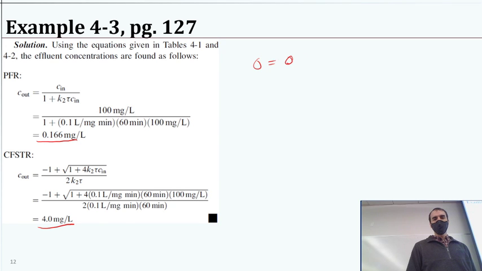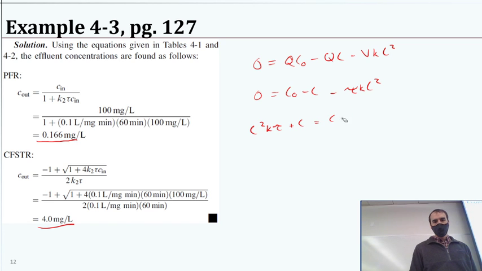If we have a steady state system, Q C naught, Q C, and then minus V K C squared. So let's just do a real quick simplifying for C, and then we'll probably observe the quadratic coming out of there. Just get the C terms together, I suppose. I mean, we could. C naught would be your C and B is just one. Solve for X, which is C.